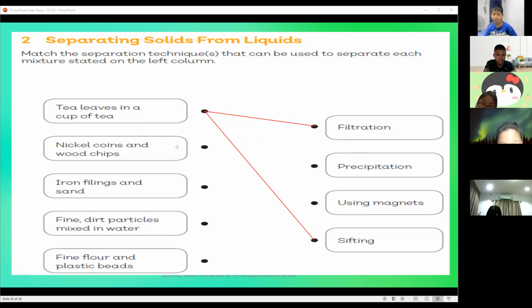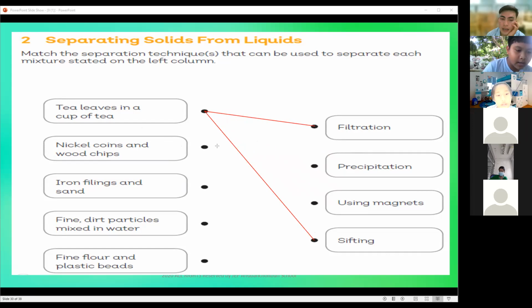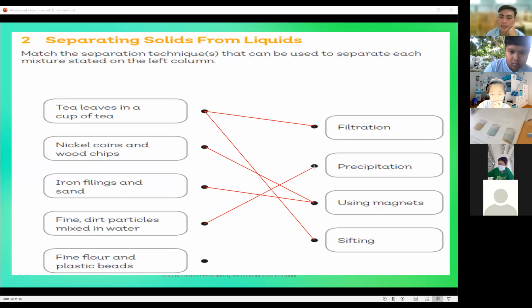What about nickel coins and wood chips? Who wants to answer? Using magnets. Is there any other answer here? So we are going to proceed here. Iron filings and sand. Using magnets again. Okay, what about fine dirt particles mixed in water? This is our study today. What is the answer? Precipitation. Very good. Thank you.